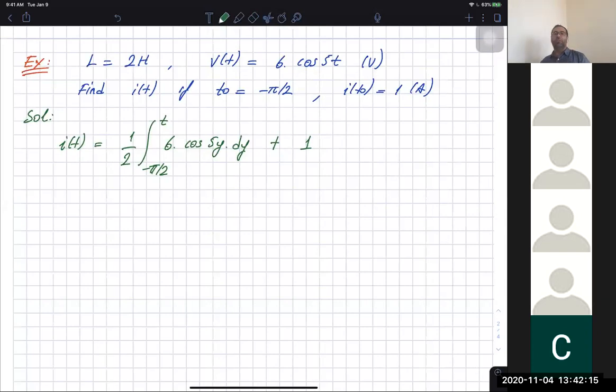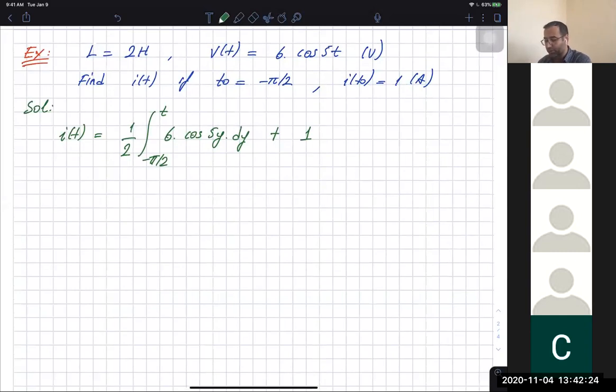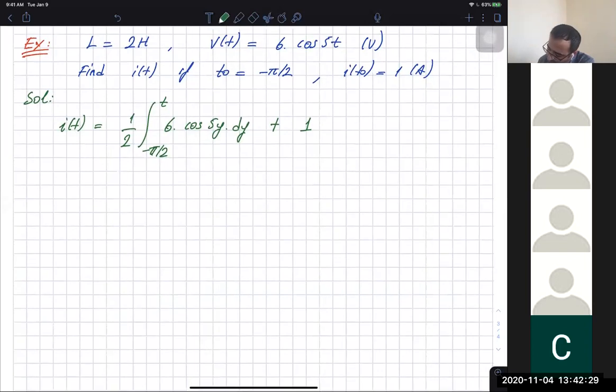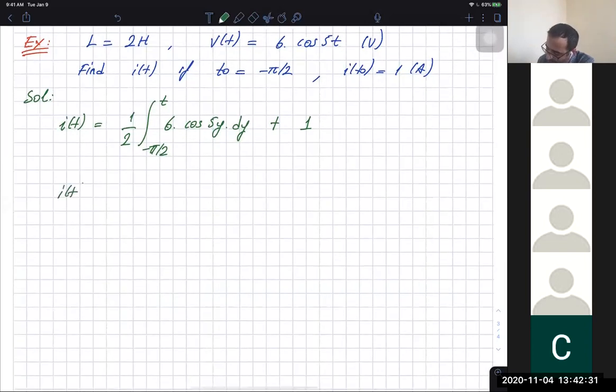The rest is not really about circuit analysis, but of course, we are responsible for doing these calculations in the exam. So I will conduct the calculations so that we can find the results. Let's try to do this as fast as we can. So this is I(t). I can take the 6 out here, so that will be 6 over 2, which is 3, times the integral from minus pi over 2 to t of cosine 5y dy, plus 1. Okay, what is the integral of cosine 5y dy?